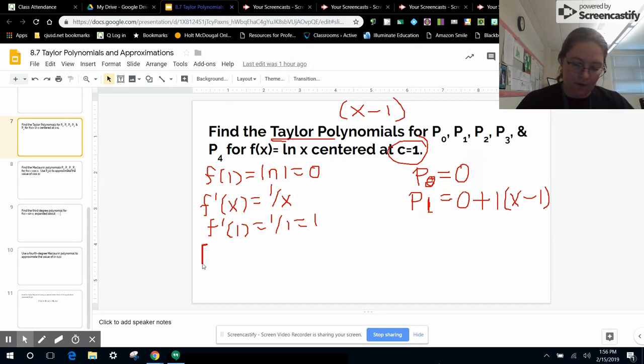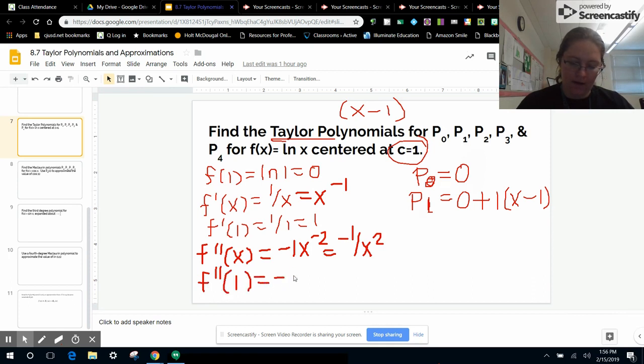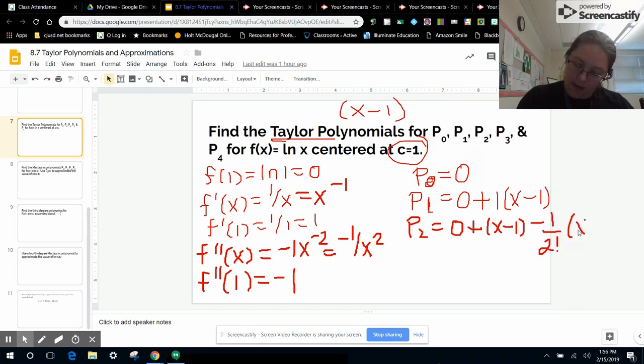Then I'm going to find my second derivative. My second derivative of this function: you treat that as x to the negative 1, so I get negative 1 times x to the negative 2, or negative 1 over x squared. So f double prime of 1 is negative 1. Now for my second degree, I have everything from the first one, but now I have minus 1 over 2 factorial times (x minus 1) squared.